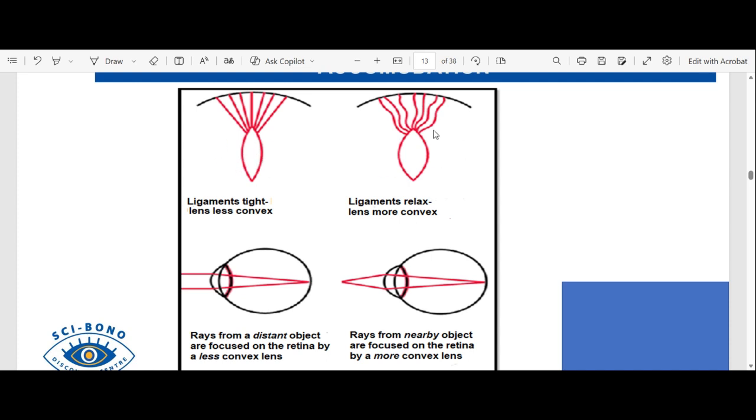But when it comes to an image that is less than 6 meters, you see here, your suspensory ligaments, they become loose. As you can see, they loosen. And when they loosen, they cause your lens to be more convex, and that increases its refractive power. So it means that light will be bent more, right?